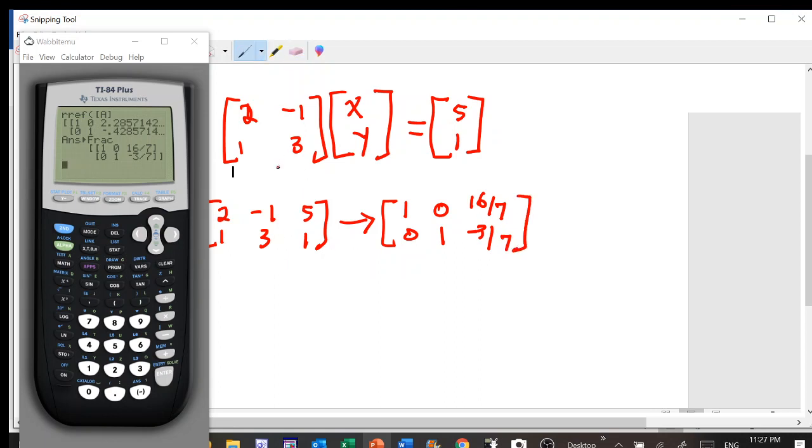Another way to do it is to think of this matrix as A and this matrix as B, and think of this equation as AX equals B, where X is this matrix, A is this matrix, and B is this matrix. And then we say X equals A inverse times B. You put the A inverse on the left of B.